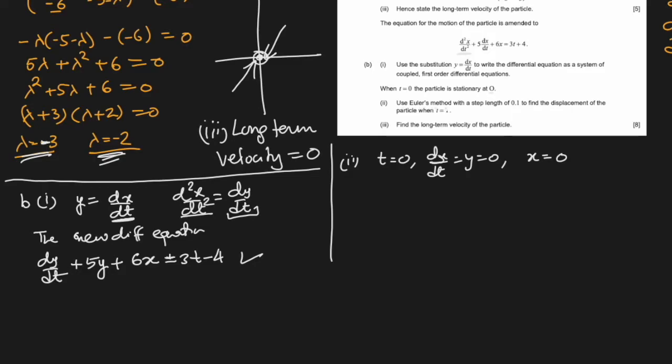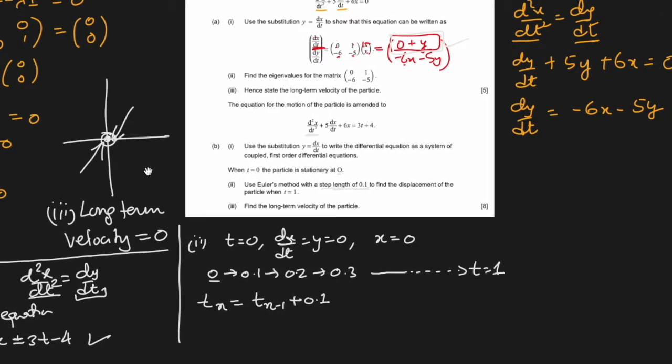Use Euler's method with a step length of 0.1 to find the displacement of the particle when t is equal to 1. So that means we want a step length of 0.1. We will start with 0, then go to 0.1, then 0.2, 0.3 and so on, up to t equal to 1. Here, because I have to use the calculator, let me use tn. tn is equal to the previous time plus 0.1.